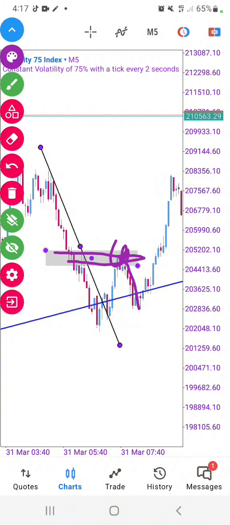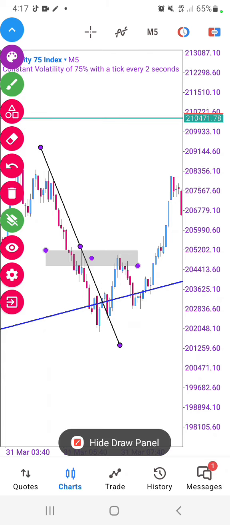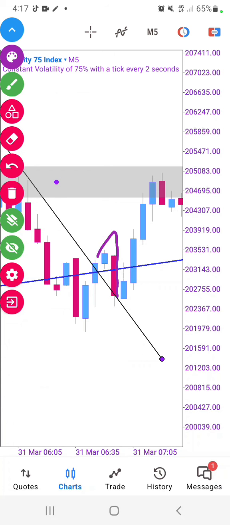Before this happened, what happened? This is what happened. The market came and broke our trend line, our counter trend. And you can see here, it came to make a very good retest after breaking.